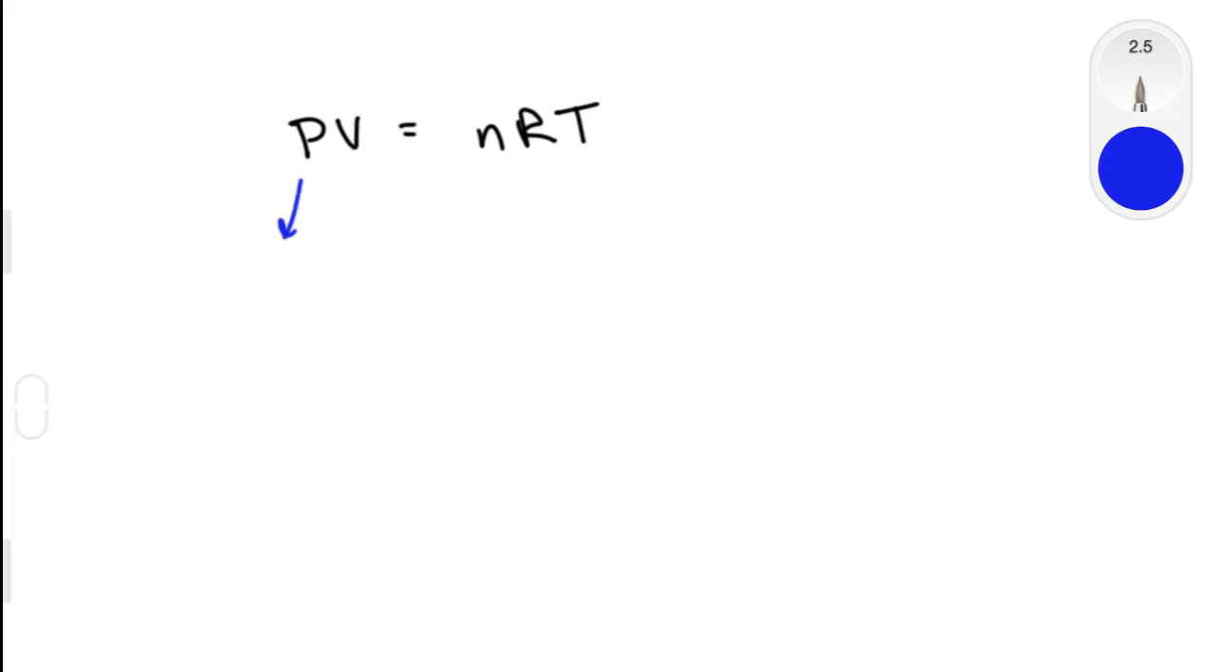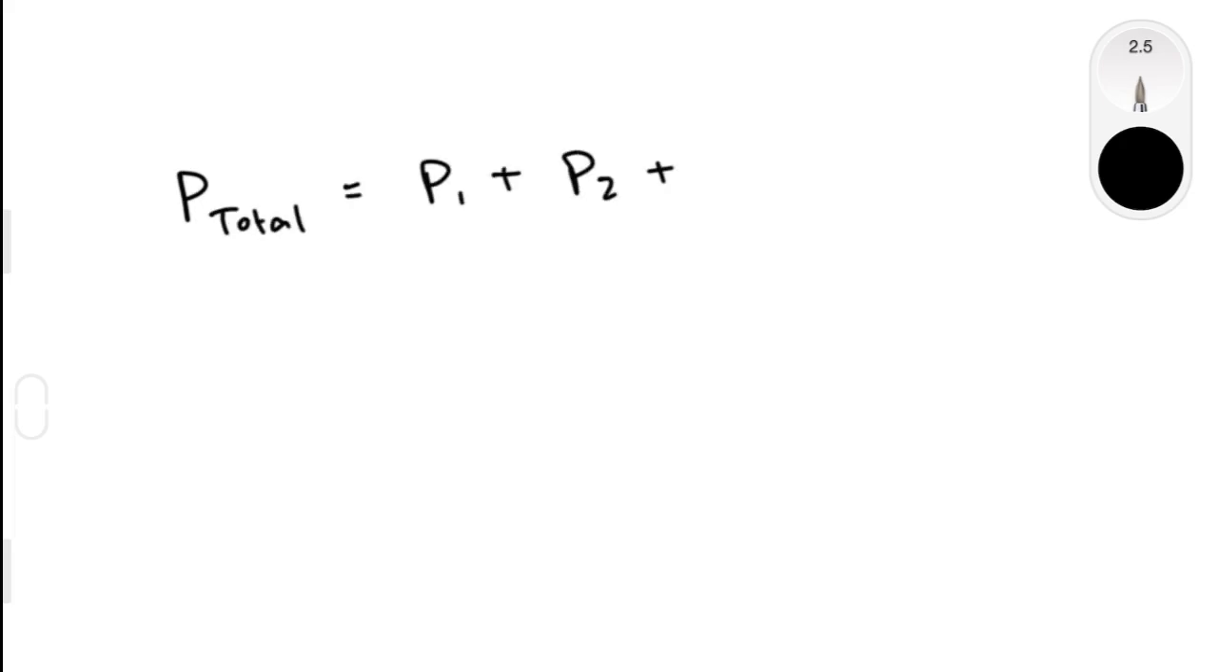The ideal gas law is PV equals nRT, where P is pressure in ATM, V is volume in liters, n is moles, T is temperature in Kelvin, and R is the gas constant, 0.08206.